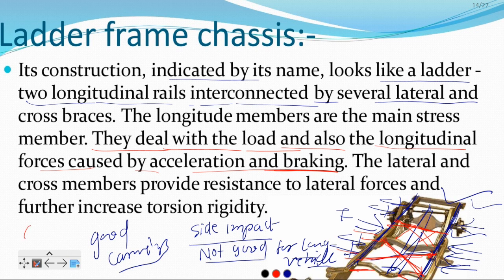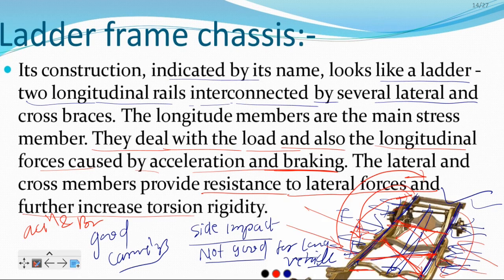See, during acceleration and braking, what is going on? Load is transferring from front to rear or rear to front. During braking, load is transferring from the rear side to the front side, and during acceleration, load is transferring from the front side to the rear side. In both cases, this is a good frame. It can manage the load transfer. Cross members provide resistance to lateral forces. The cross members are here to resist the side impacts. So torsion rigidity has further increased, and we have solved the problems which we observed in the previous frame.